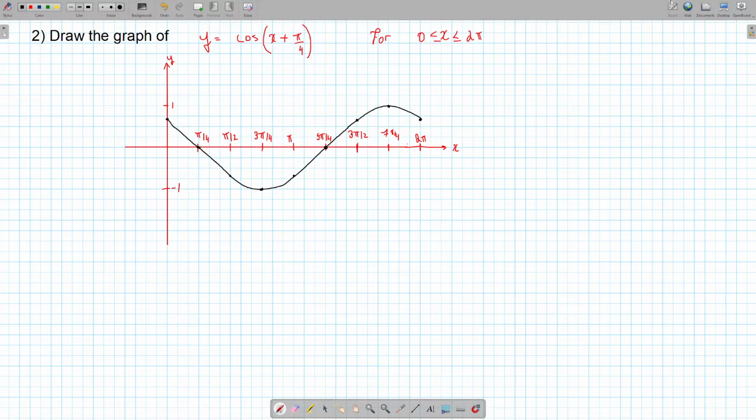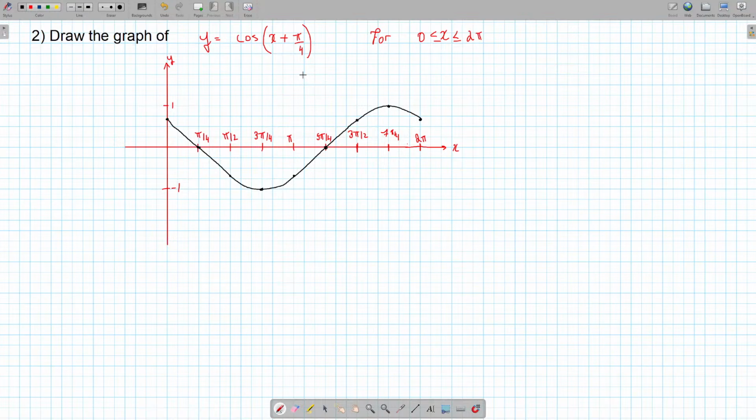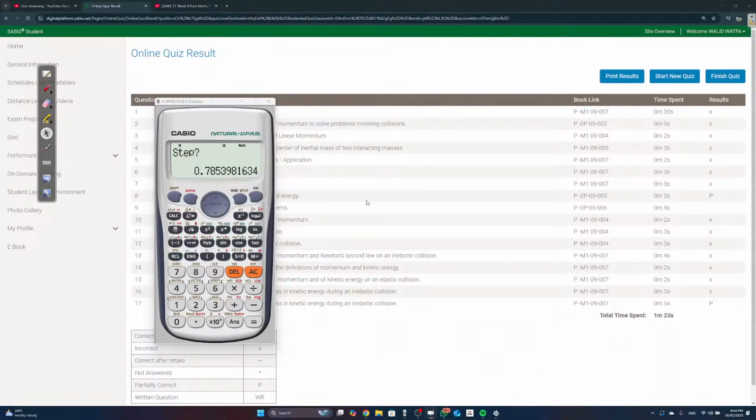Step 1, just go to your calculator, change your setting to radians, and put in from 0 until 2 pi. Take your step as whatever you would like. But here, the best thing for me would be pi over 4. Since I shifted by pi over 4, I want to go every pi over 4 and see how much each point is. Okay? And then I'd get all of these points, which is pretty straightforward.